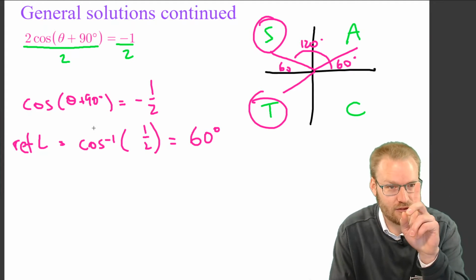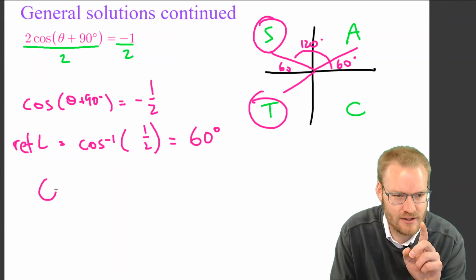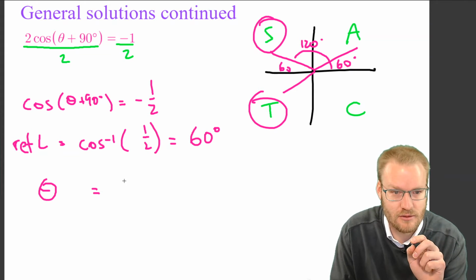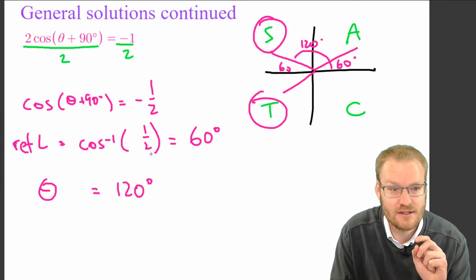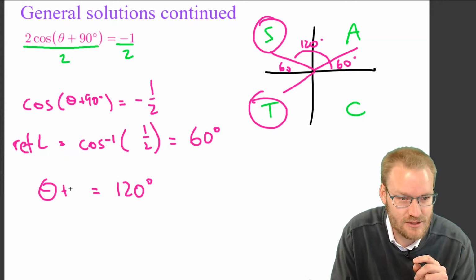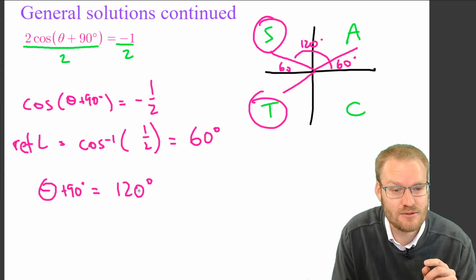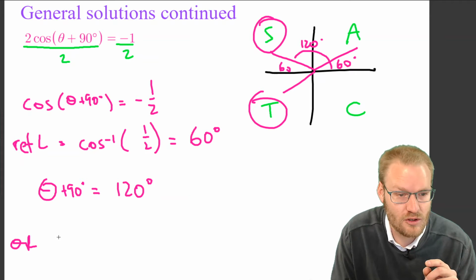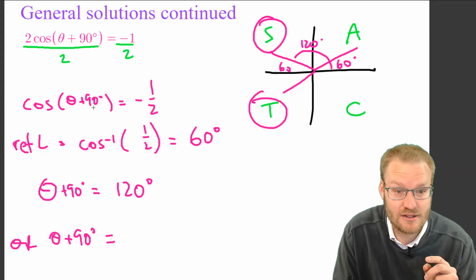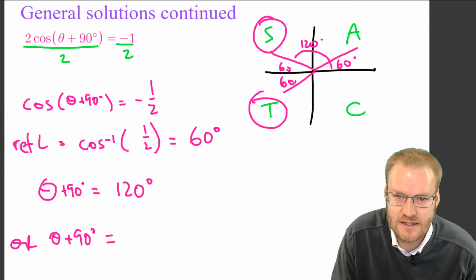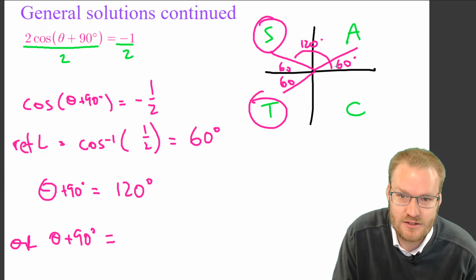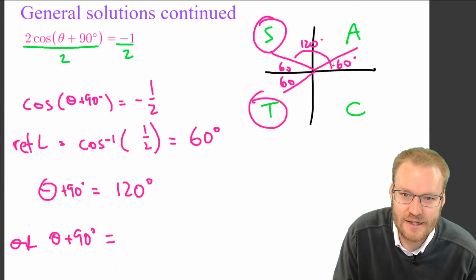But now, careful. It's not theta that equals 120 degrees, but theta plus 90, because that's what was in the brackets. So this whole thing becomes our kind of reference angle. So theta plus 90 is 120, or theta plus 90 is, so just this bit in the brackets, well, if that's 60, then for our second solution, let's go all the way around there.